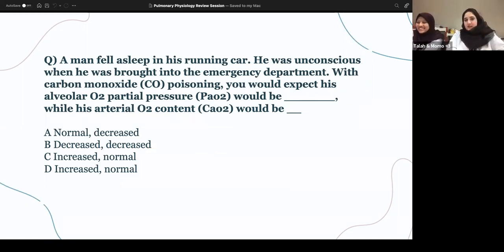A man fell asleep in his running car. He was unconscious when he was brought into the emergency department. With carbon monoxide poisoning, you would expect that his alveolar O2 partial pressure would be, while his arterial O2 content would be. So what do you think, guys? I have a C. A.